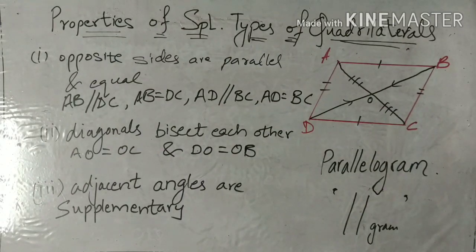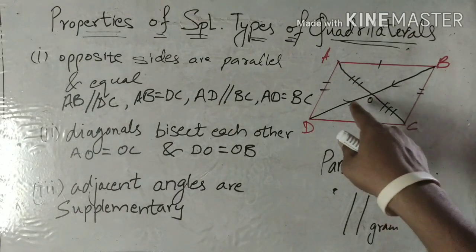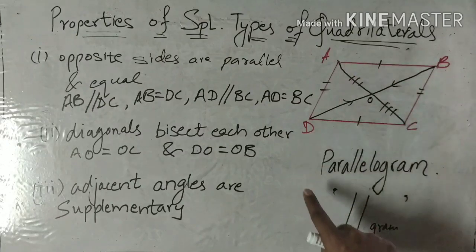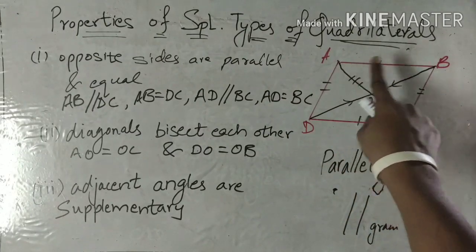Next property, adjacent angles are supplementary. We are listening to this property for the second time. In the trapezium we had only one pair of angles supplementary, on one side, but over here on both the sides, whichever pair of adjacent angles you take, those are supplementary.